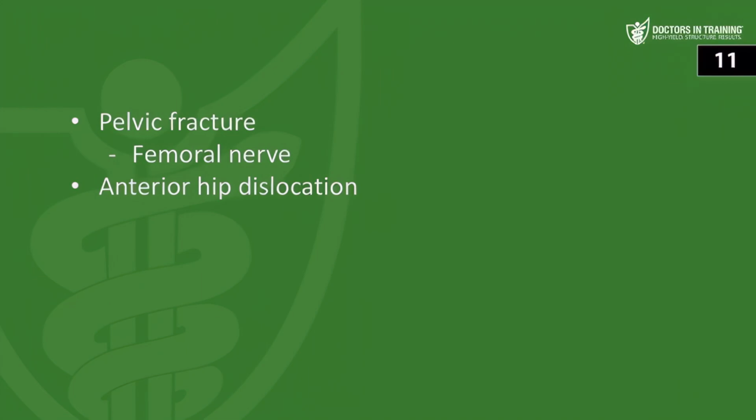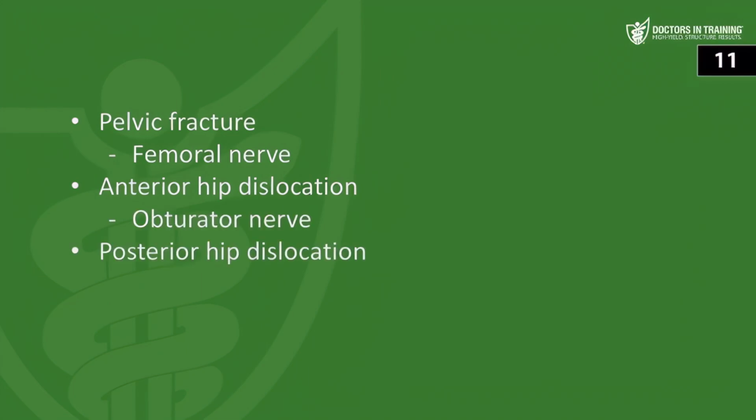First question, which nerve would most likely be damaged with the following injuries? So first we have a pelvic fracture. Think about your femoral nerve. Next we have the anterior hip dislocation. Think of obturator nerve. Next we have posterior hip dislocation. That's going to be the superior and inferior gluteal nerves.